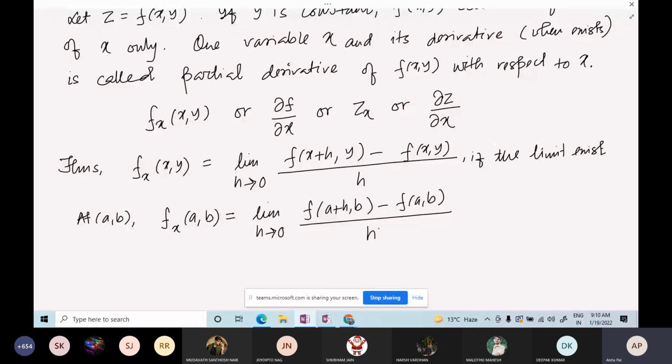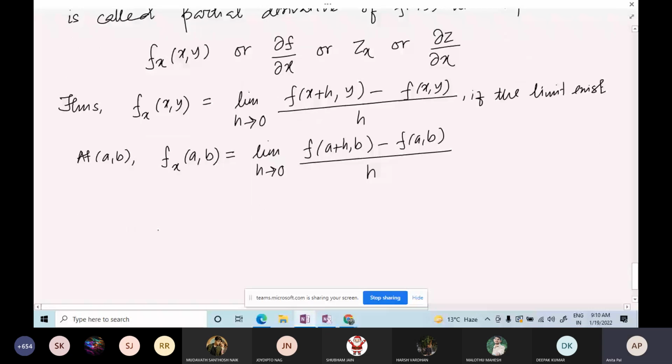Similarly, this may happen that x is constant. If x is constant, the function f of xy becomes only a function of y. Then if we do the partial derivative, we'll get del f del y.